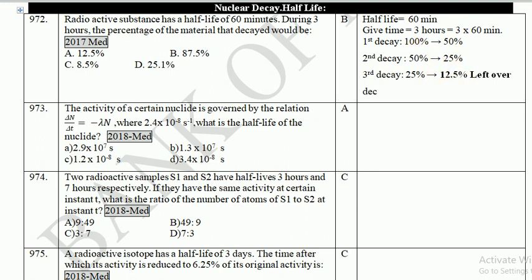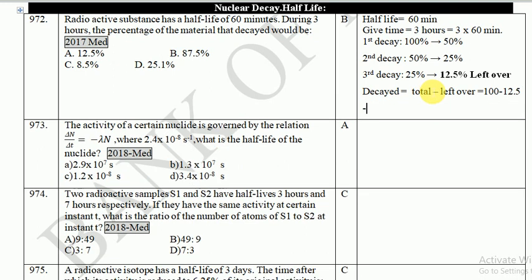So the decayed amount is the total amount at the start minus the leftover. So here it was 100% at the start and now it is 12.5%. It means that the rest has been decayed. So the rest that has been decayed is 87.5%. If they ask the same MCQ but say the percent of material that is left, then the option will be 12.5%.